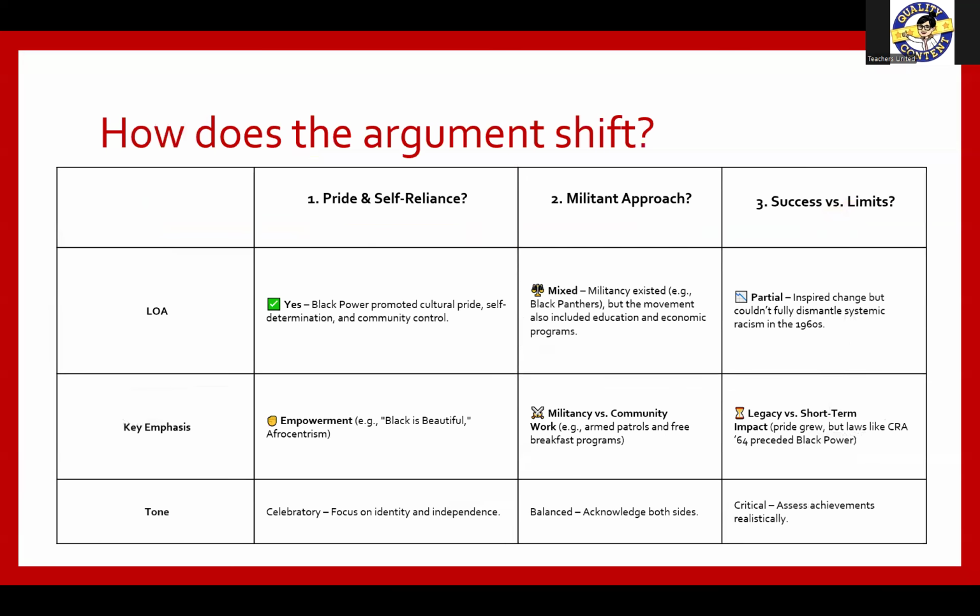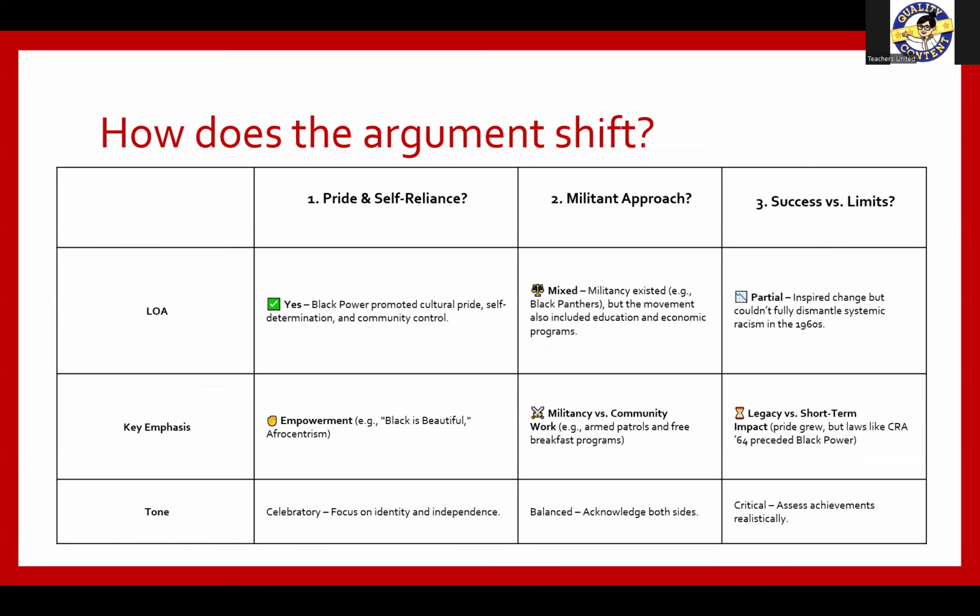So how does the argument shift between these three questions? Firstly, line of argument. In pride and self-reliance, yes, I have to have Black Power promoted cultural pride, self-determination, and community control. With the military approach one, my line of argument changes.